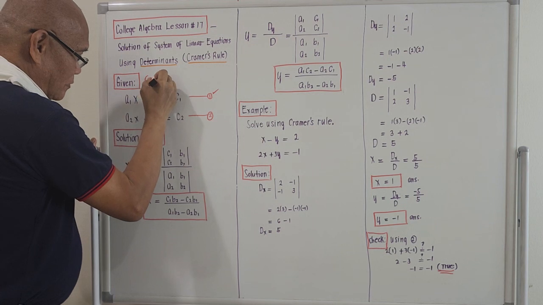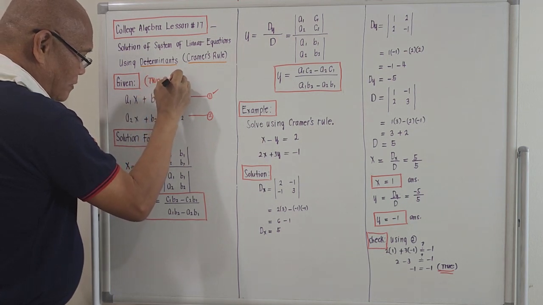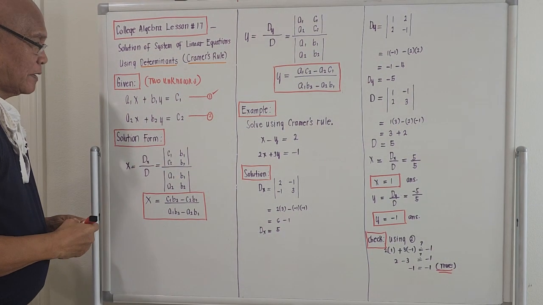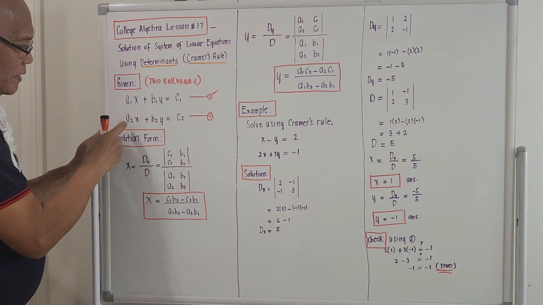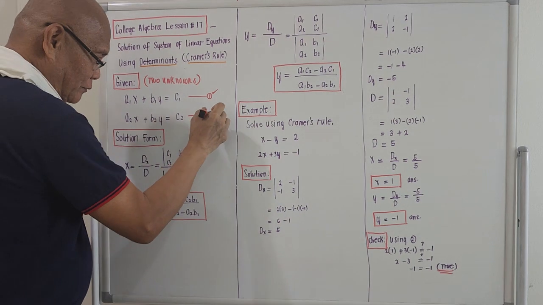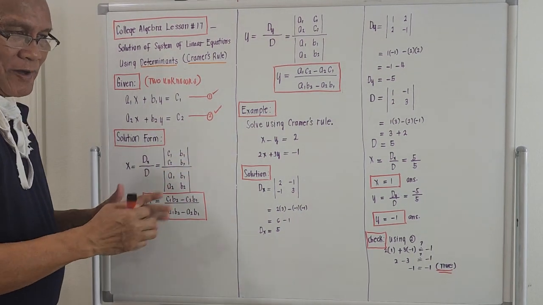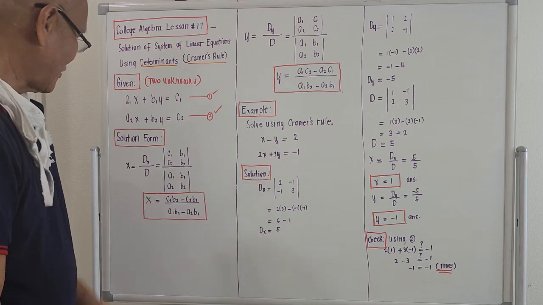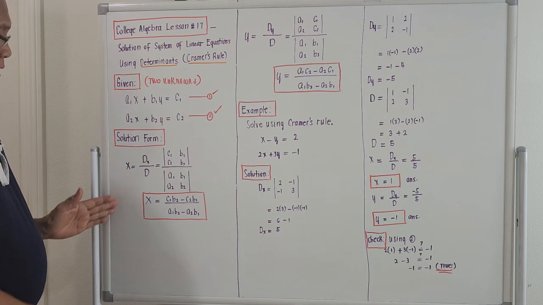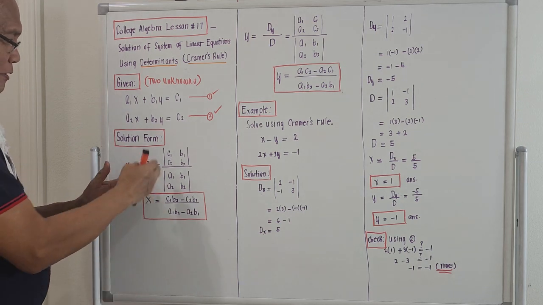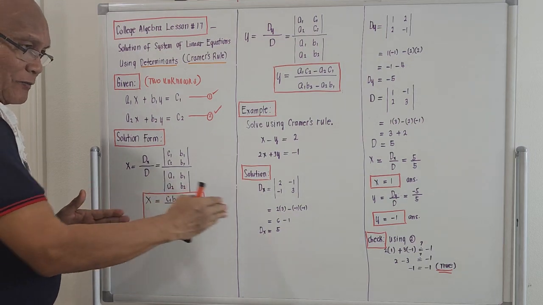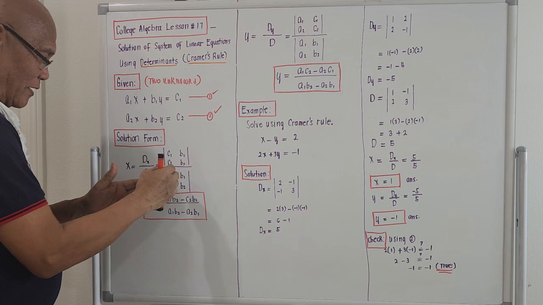So two unknowns, right? And the second equation will be a2x plus b2y equal to c2. That will be equation number 2. Just to simplify the concept of determinants, the solution form will be something like this. I will not bring out the derivation of how it came out like this. We could do it, but it's a little bit complicated, so I will just give you the summary.